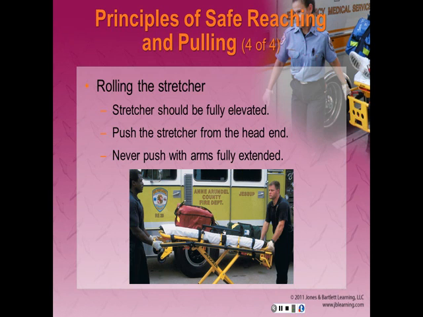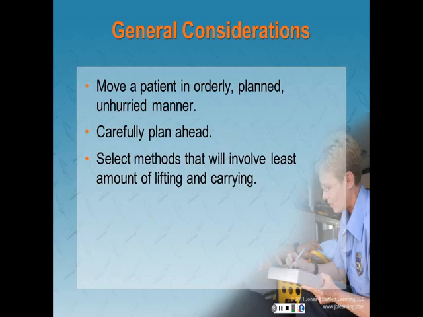Moving a wheeled stretcher. When you're rolling the wheeled ambulance stretcher, make sure it is in the fully elevated position. This is the safe position to roll. Push the stretcher from the head end. If you are guiding the stretcher from the foot, make sure your arms are close to your body. As you walk and guide the stretcher, bend slightly forward at the hips. Never push with your arms fully extended, and if the weight you are pushing is below your waist, push from a kneeling position.